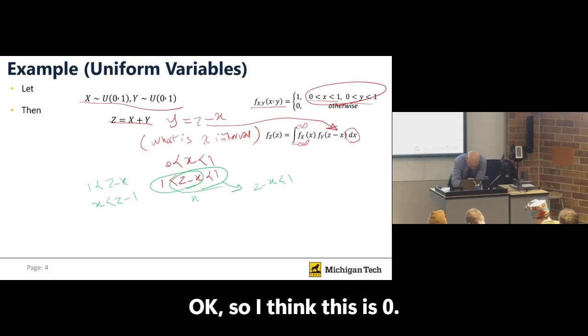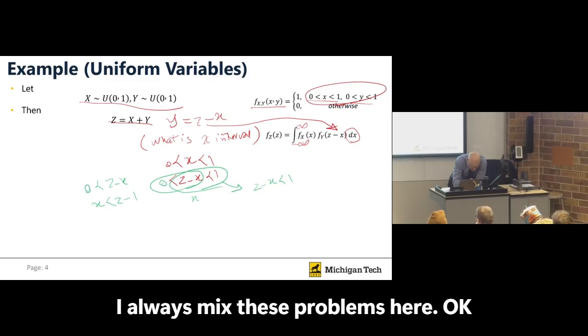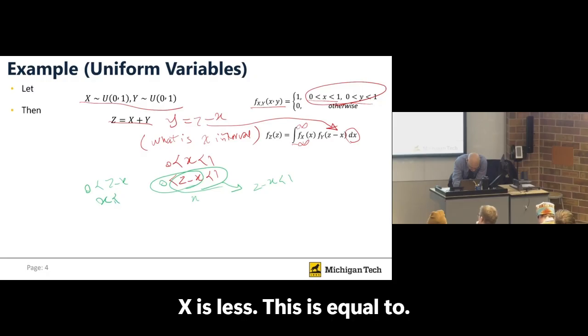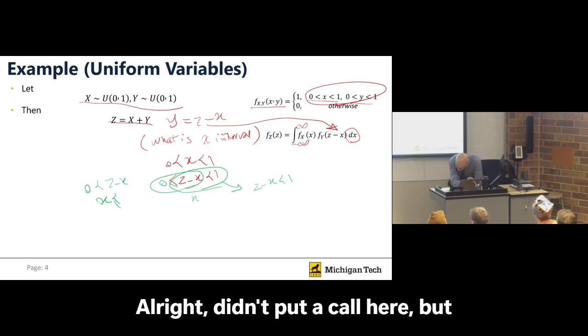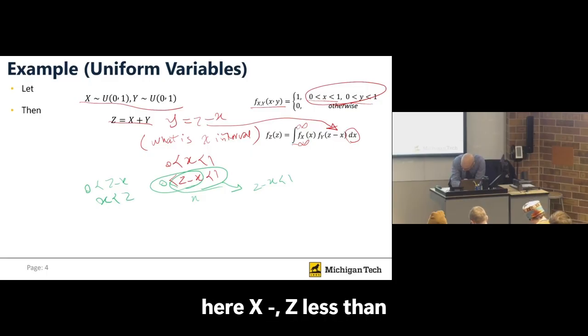OK, so I think this is 0. This is not. Oh, that's the problem. I always make these problems here. OK, so this is 0. So it means x is less than or equal to z. All right, I didn't put equal here, but it doesn't matter. X is less than z. And here, x minus z less than 1. That's correct. So x is less than z minus 1.